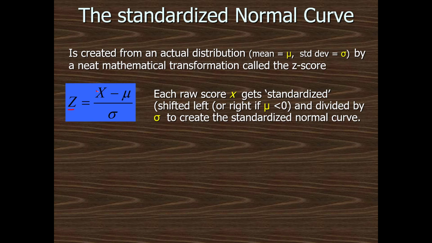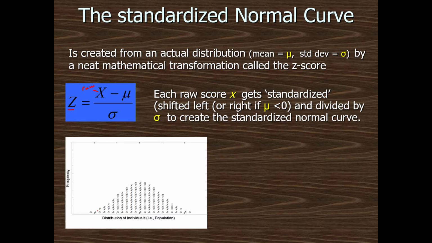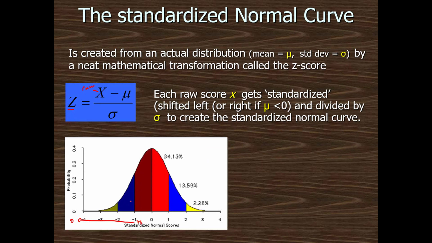So that's the z. Remember, x is the raw score, mu is the mean, sigma is the standard deviation. Each raw score x gets standardized, so it's going to get shifted left or right and divided by sigma to create the standardized normal curve. Here we have the distribution of raw scores with mean 78, sigma 6.1, and we're going to shift it over by the mean. So if the mean starts out at 78 here, we're going to shift it all the way down to zero, because we're subtracting the mean from each of these x scores. That might take a minute to think about. And that's what you'll end up with.